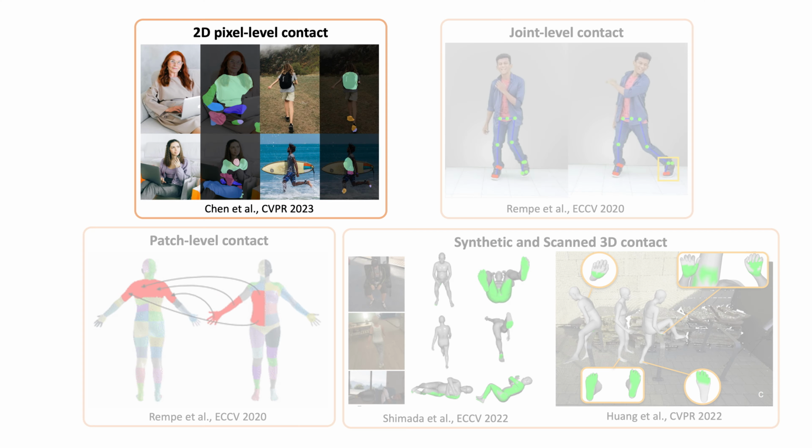To collect DAMON, we crowdsource contact annotations via Amazon Mechanical Turk using a custom-made interactive software tool that lets people paint contact areas on a 3D body mesh. This allows us to collect a rich corpus of 3D contact annotations for in-the-wild images with diverse human-object interactions.